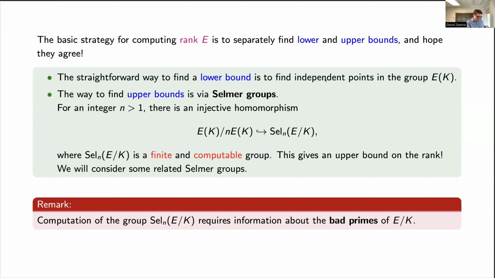But one thing I'll mention now, kind of foreshadowing, is that to compute Selmer groups you need information about the bad primes of your elliptic curve. So when I have this infinite supply of elliptic curves I want to produce, I have to understand what the bad primes are in order to compute Selmer groups, in order to compute upper bounds.